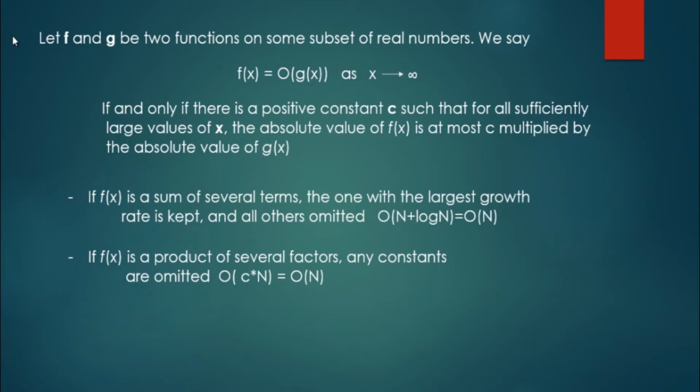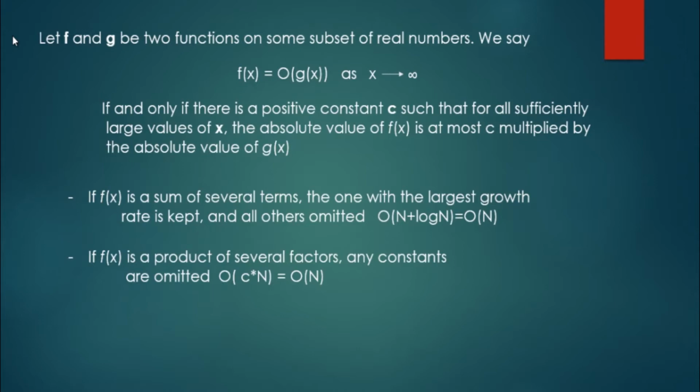And the concrete definition is that, let f and g be two functions on some subset of real numbers. Then we say that f(x) is equal to big O of g(x) as x tends to infinity if and only if there is a positive constant c such that for all sufficiently large values of x, the absolute value of f(x) is at most c multiplied by the absolute value of g(x).